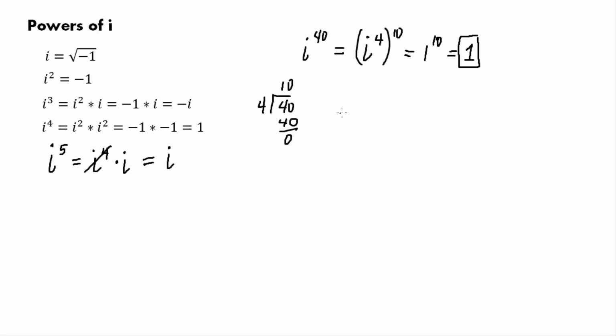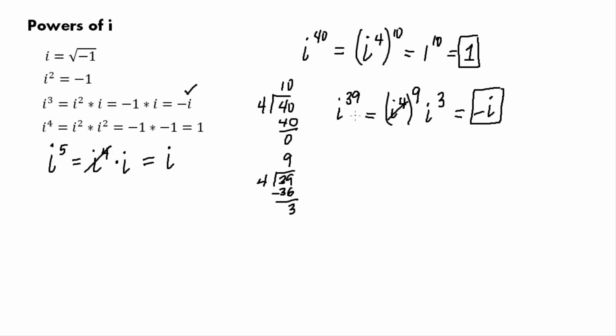Now let's back up 1 from there. What about i to the 39? So we try again. Let's see how many 4s there are in 39. Well, 4 goes into 39 9 times with 3 left over. So we can express i to the 39 as i to the 4th raised to the 9th, that is i to the 36, and then we have 3 more i's. So i to the 4th to the 9th, i to the 4th is 1, raise that to the 9, that's still 1. So i to the 39 is the same as i to the 3. And i to the 3rd power, as we saw over here, is -i. So i to the 39 can be reduced to -i.